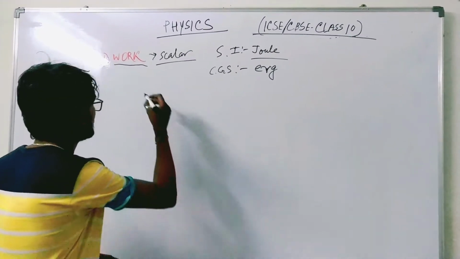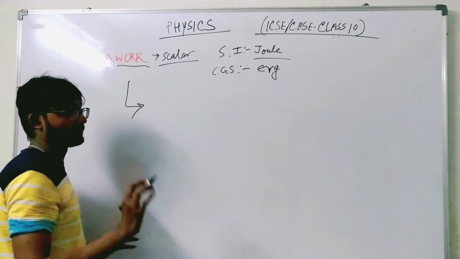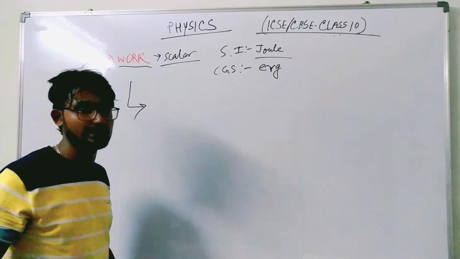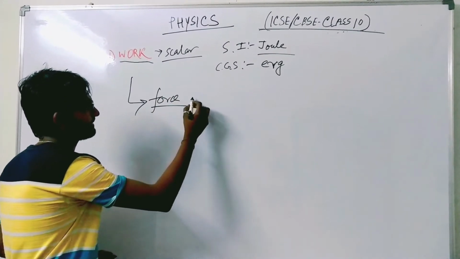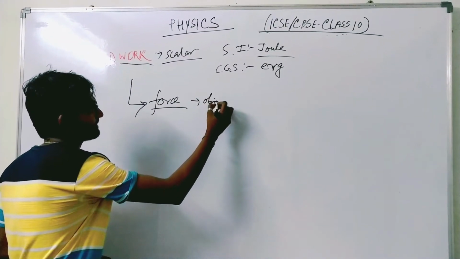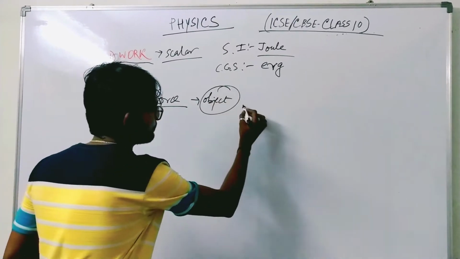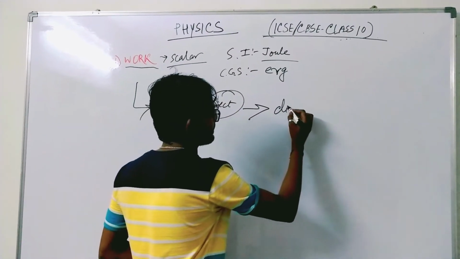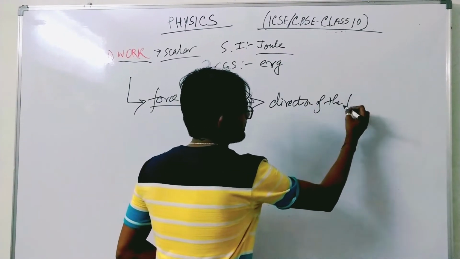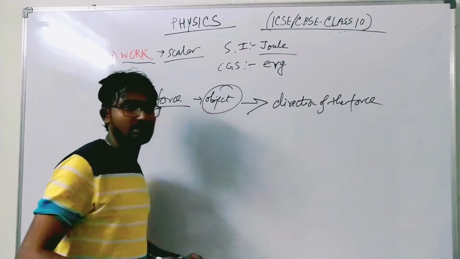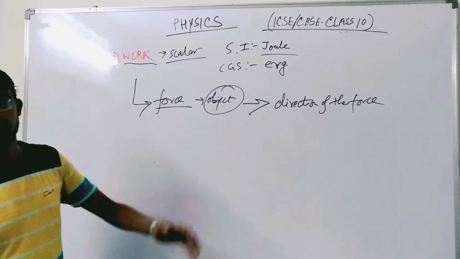So what is work? Work is said to be done, like you are doing a work, when a force is applied on an object and this object moves in the direction of the force. So the object is moving in the direction of the force.